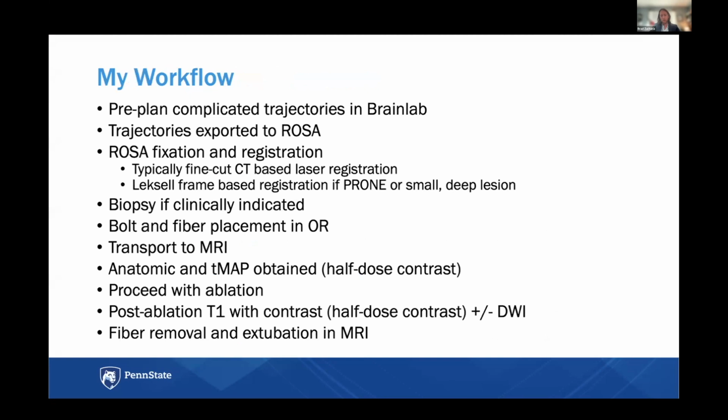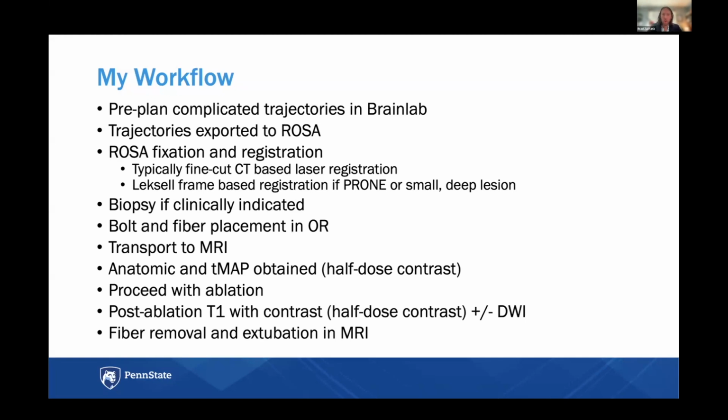So my personal workflow for complicated trajectories, I typically plan this preoperatively. I utilize the BrainLab planning software, but any planning software is appropriate. I then utilize a ROSA robotic system to place the fiber, but again, any navigation system is fine for that. And so I would typically fixate the patient in the ROSA system.